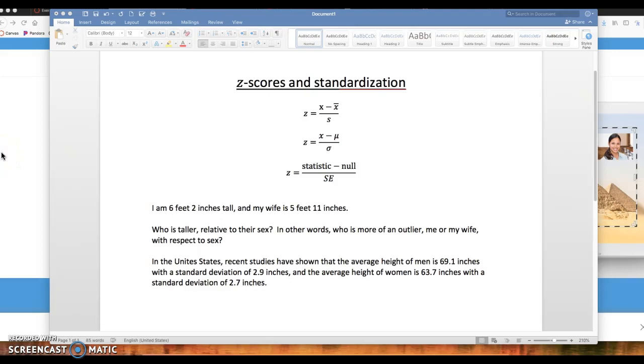In this video, I want to go over an example to talk about z-scores and this idea of standardization we talked about in the previous couple of videos. So I have three different formulas given in the textbook for a z-value, a z-score, and they all kind of represent the same thing. If I look at this first formula, this is saying x is just one data point minus the average divided by s, the standard deviation.